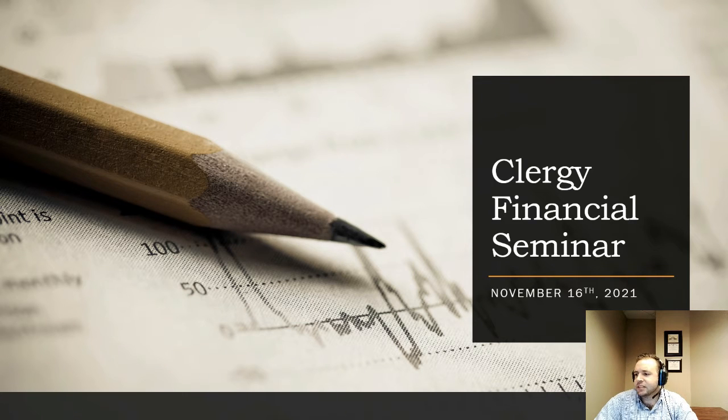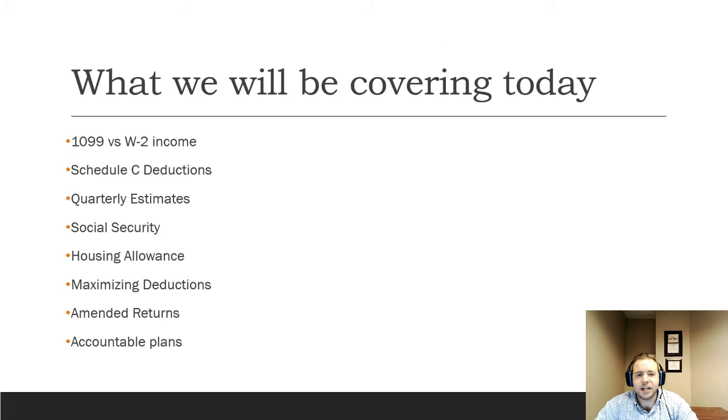So let's get started on our discussions today. What we'll be covering is 1099 versus W-2 income for ministers, Schedule C deductions that you should be aware of and how you should be taking those into account, quarterly estimates for the taxpayer, Social Security, housing allowance, maximizing your deductions, and amended returns and accountable plans.